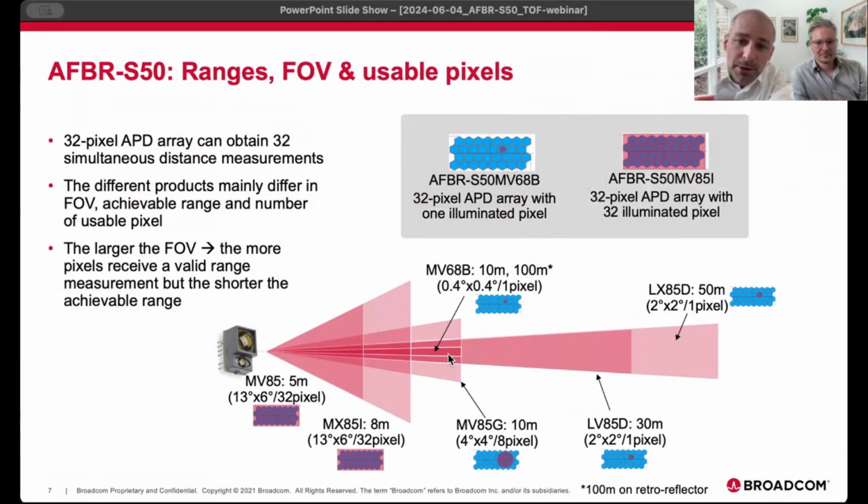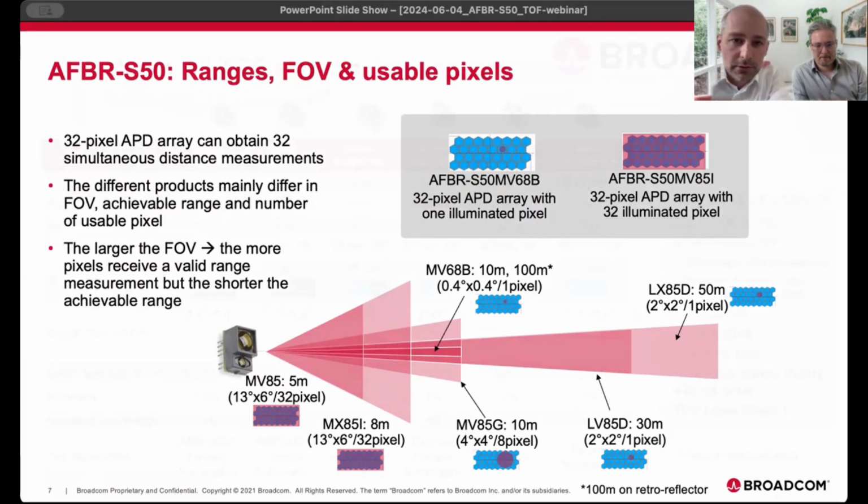What is a bit unique here is that we have one variant, the one with the 0.4 degree field of view, because this is the only version which is working in the visible range at 680 nanometers, while all the other variants are working in the near infrared at 850 nanometers.